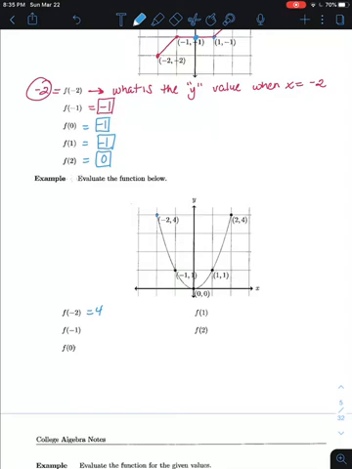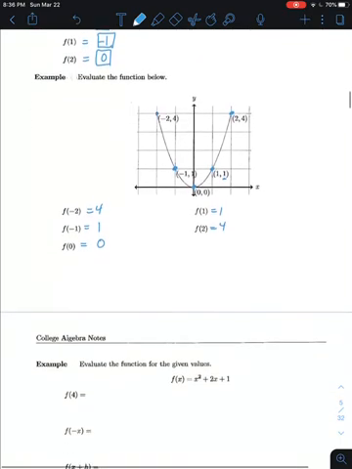So f of negative 2 is 4. That means when x is negative 2, the y value is 4. F of negative 1 is 1. When x equals negative 1, the y value is 1. F of 0 equals 0. When x equals 0, the y value is 0. F of 1 equals 1, because when x equals 1, the y value is 1. And then f of 2 equals 4, because when x equals 2, the y value is 4. So that's evaluating a function by using a graph.